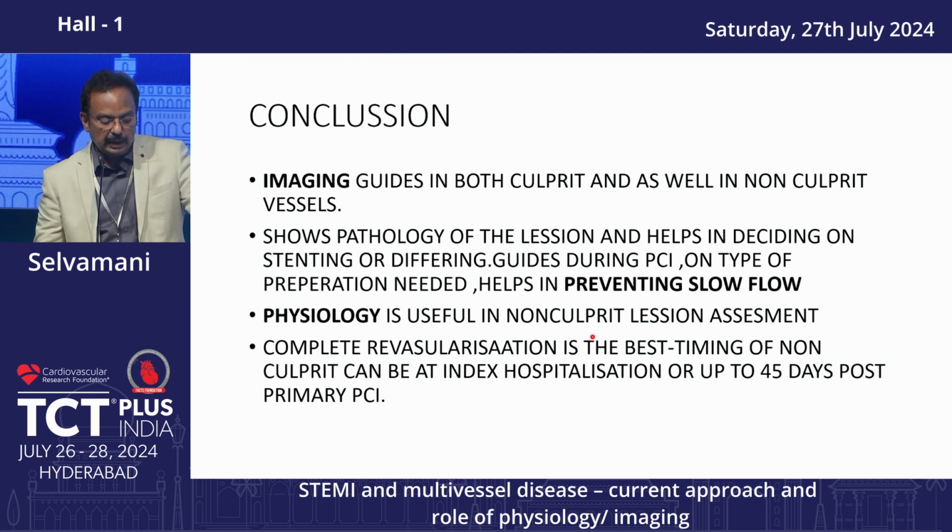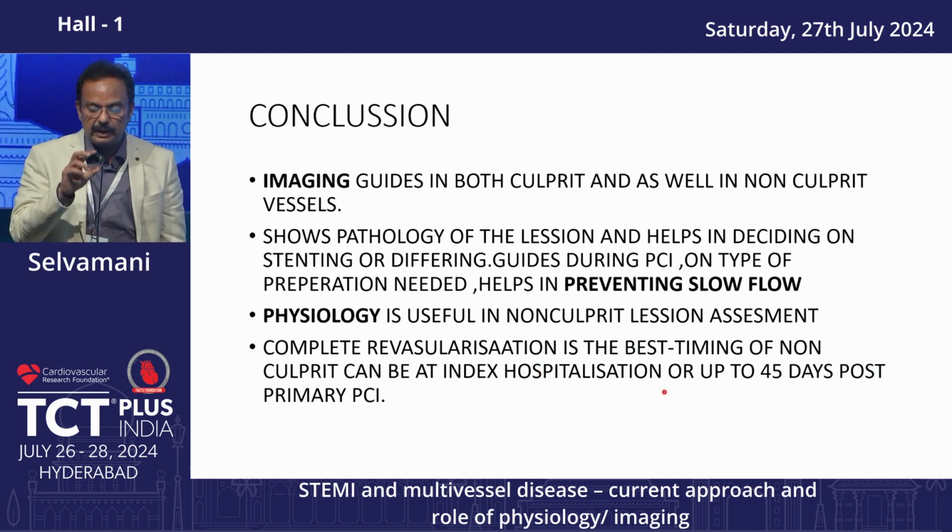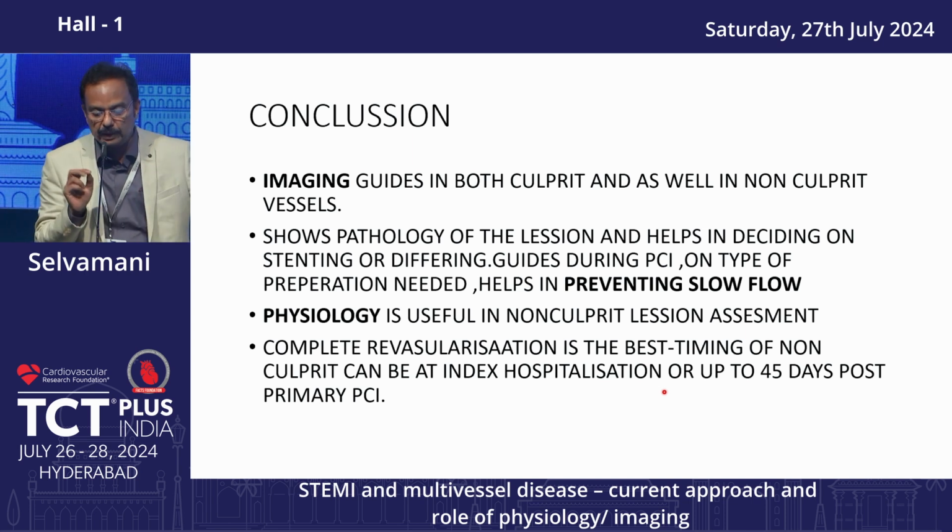So to conclude, imaging guides in both culprit as well as non-culprit vessel treatment, and it shows the pathology, so we know why this patient had an MI, and we can decide on the treatment also, whether to stent or defer, and it helps in preventing slow flow, which is a very important complication of primary PCI. Physiology is useful in non-culprit lesion assessment, and you can have complete revascularization. You can take up to 45 days, since we really don't have concrete evidence to do it immediately.